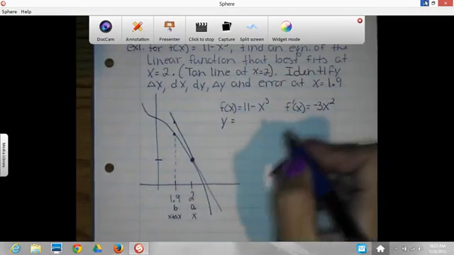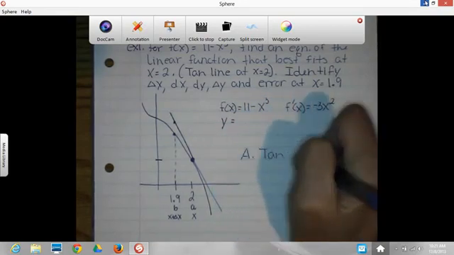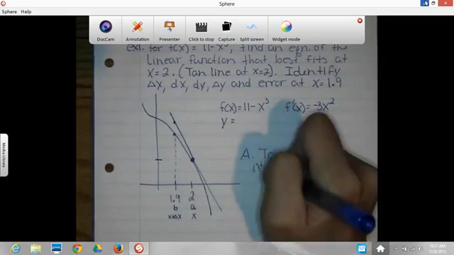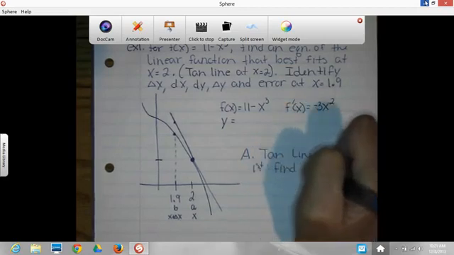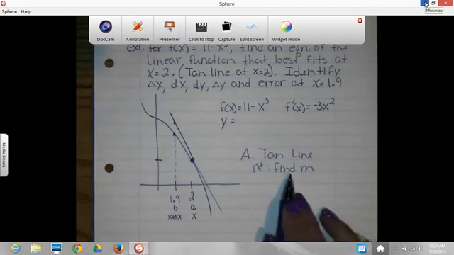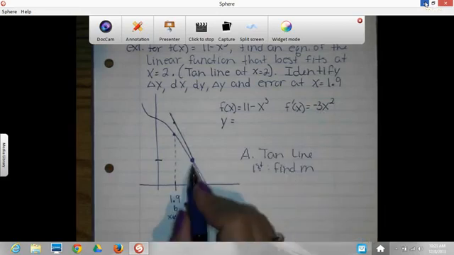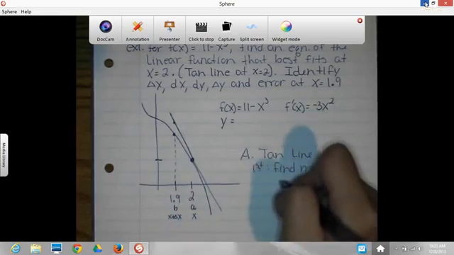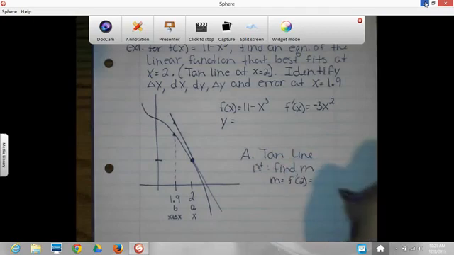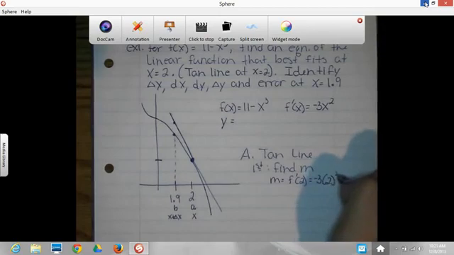So tangent line first, we'll call it part A of the problem. Your first step is to always find the slope. At this point, you should remember, we've done this quite a few times, that the slope comes from the derivative. So we want the slope when x equals 2. So the m is the derivative value at 2. If I plug 2 into the derivative, I get negative 3 times 2 squared. Let's see, it's negative 12.